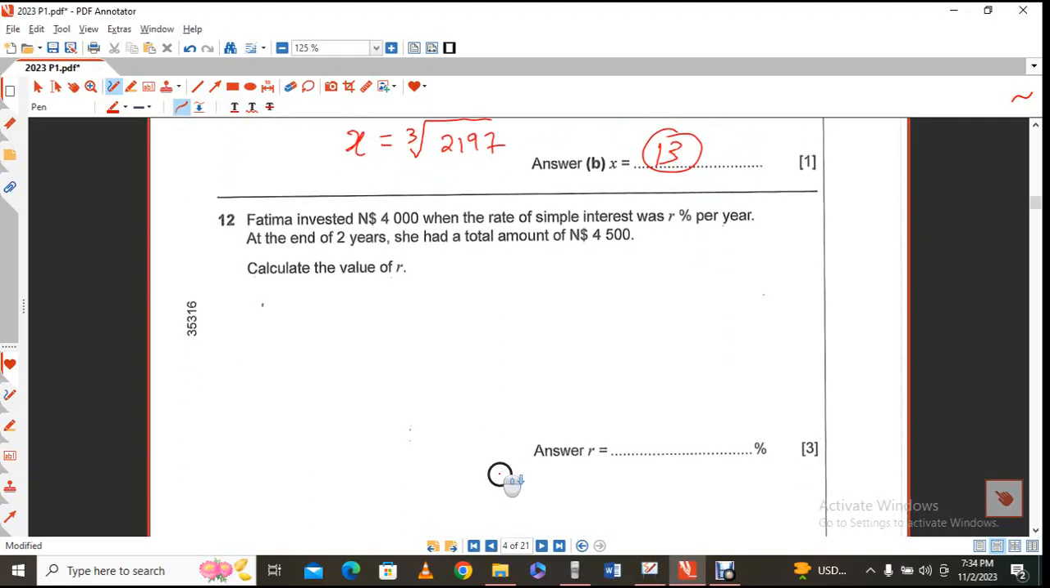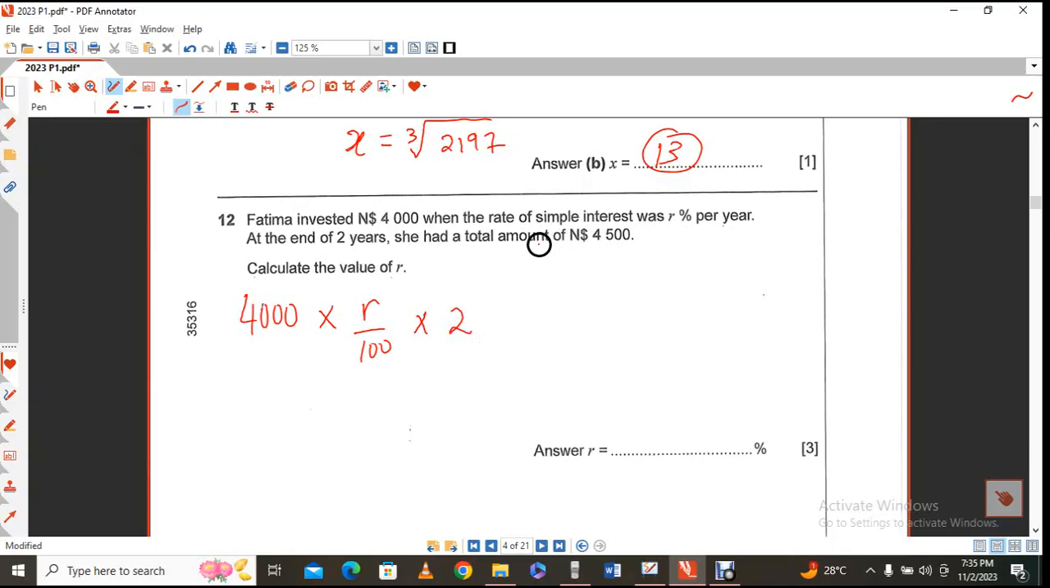Question 12, there is some simple interest involved. Fatima invested 4,000 Namibian dollars when the rate of simple interest was 8% per year. At the end of 2 years, she had a total of 4,500. Calculate the value of R. Now, you have the 4,000, which was her investment, multiplied by the percentage, which is given as a rate out of 100. That was for 2 years. So we now need to find the value of R.